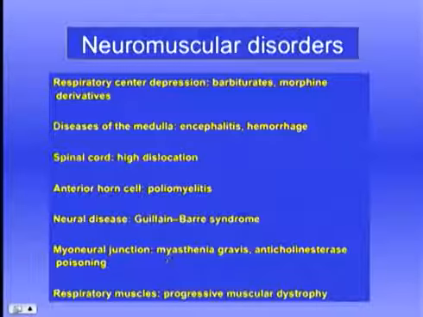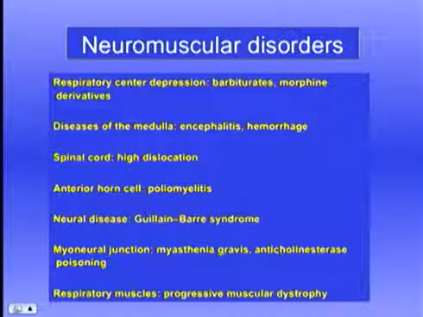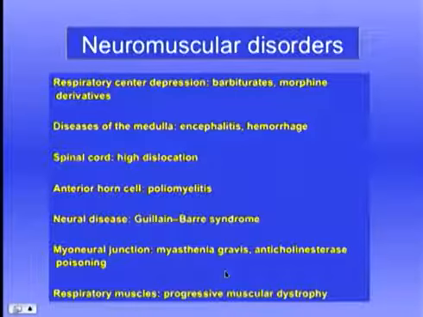The myoneural junction can be affected by myasthenia gravis and also by anticholinesterase poisoning. And finally, the respiratory muscles themselves in a disease such as progressive muscular dystrophy. So those are all neuromuscular disorders that can interfere with respiration. There will be hypoventilation, CO2 retention.